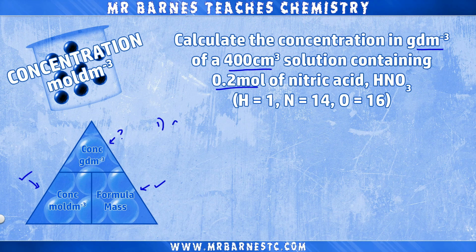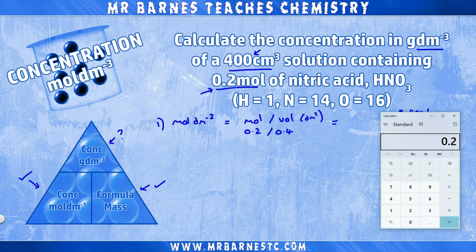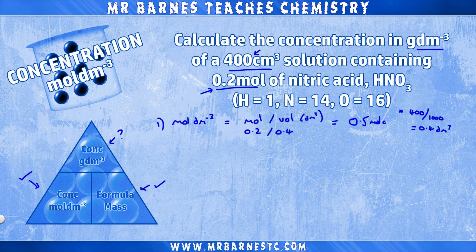So step 1, let's work out the concentration in moles per decimeter cubed, which is moles, 0.2, divided by volume in decimeters cubed. So to get it into decimeter cubed, I need 400 centimeter cubed divided by 1000, giving me 0.4 decimeter cubed. Therefore, my concentration is 0.2 divided by 0.4, giving me a concentration of 0.5 moles per decimeter cubed. Step 2, let's work out the formula mass.